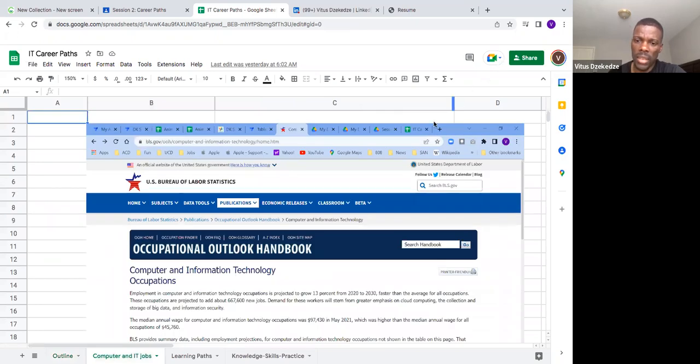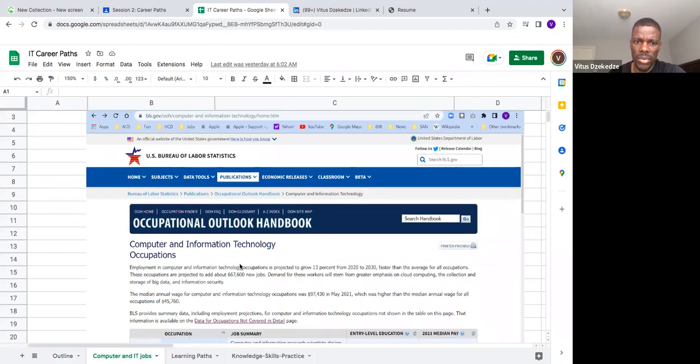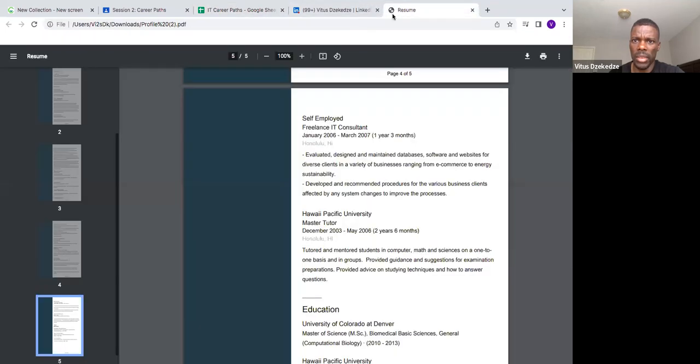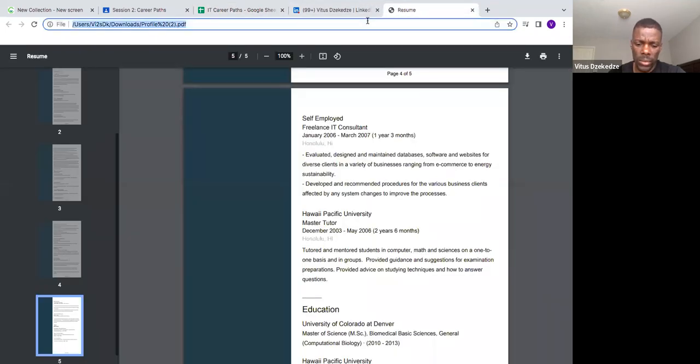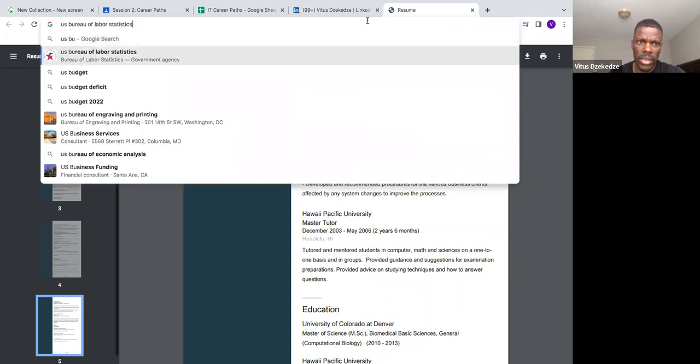So here is what the website looks like. I'm going to take you to it in a little bit, but it does explain here that employment in computer and information technology, I think I should just go in there right away. Let's do US Bureau of Labor and Statistics.